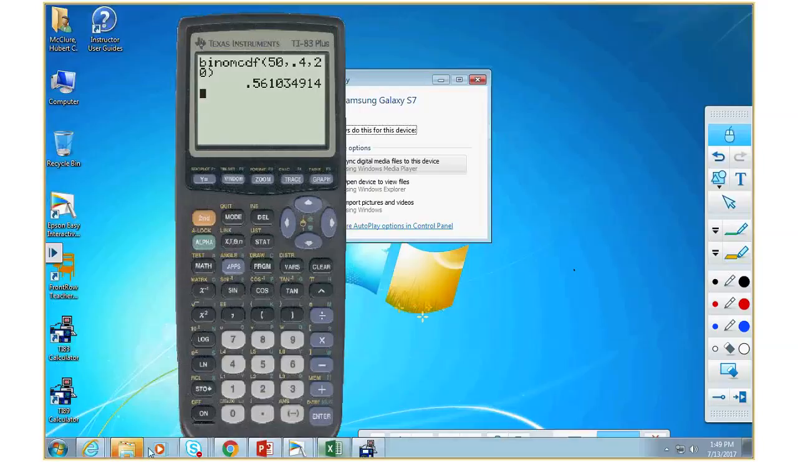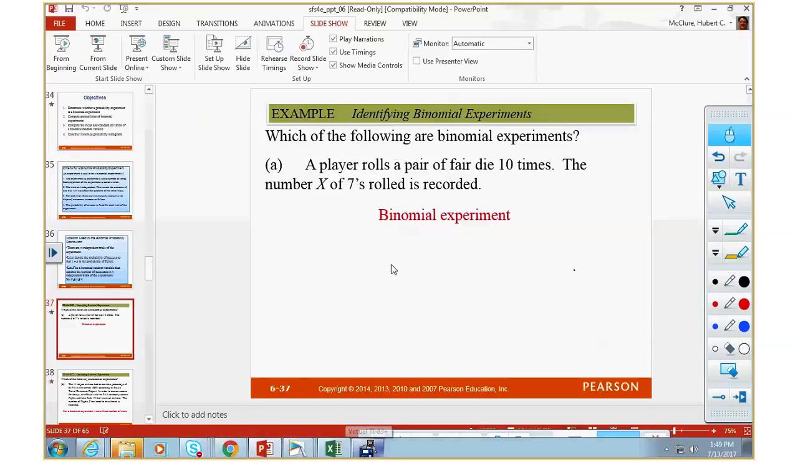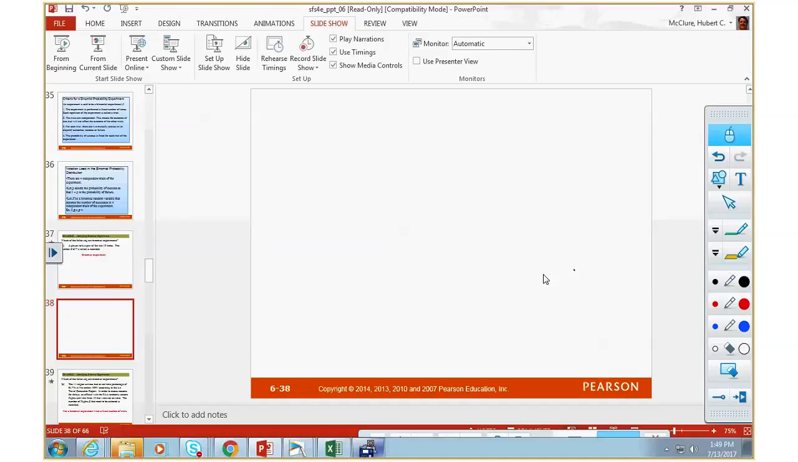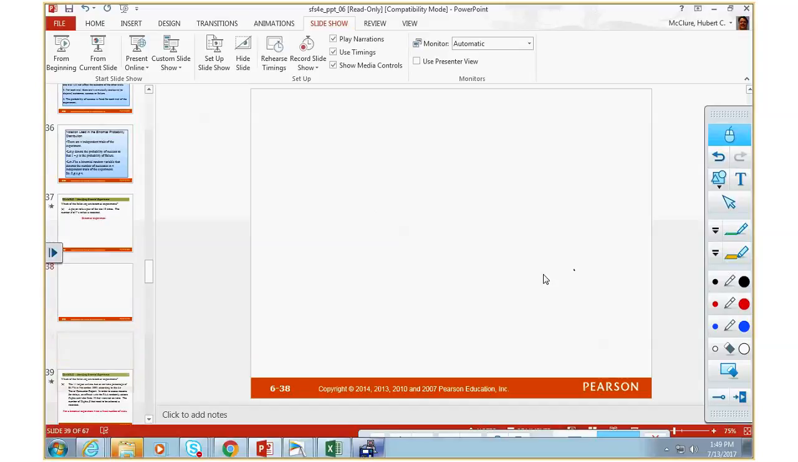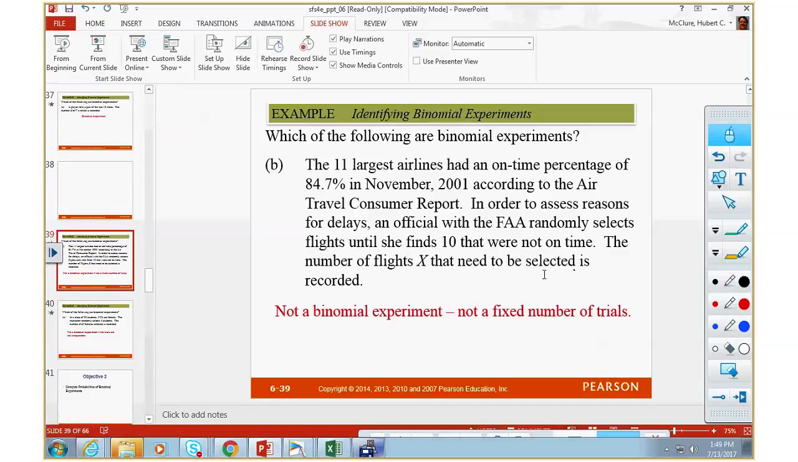All right, so let's go back to the PowerPoint. And here's the example they're giving you. A player rolls a pair of fair die 10 times. The number of sevens rolled is recorded. Well, where's the rest of the question? Are they going to give it to us or what? Okay, I totally did something wrong. Hold on.